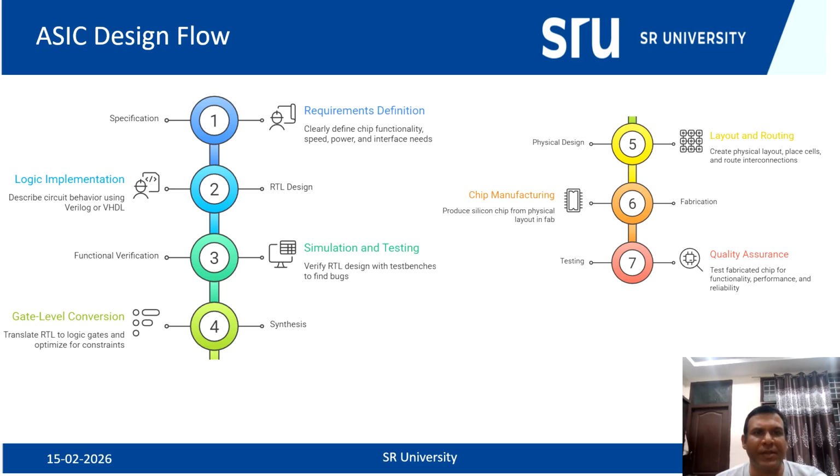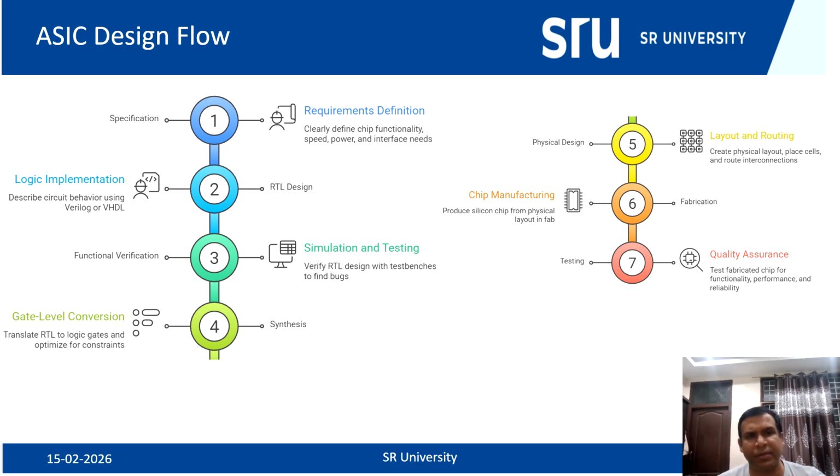Now coming to the ASIC design flow. This is one of the important parts of the ASIC design process. The ASIC design flow is a systematic and structured process used to design, develop, and manufacture a custom integrated circuit for a specific application. This process ensures that the chip meets performance, power, area, and functionality requirements. The ASIC design flow consists of several important steps, starting from defining requirements and ending with chip testing.